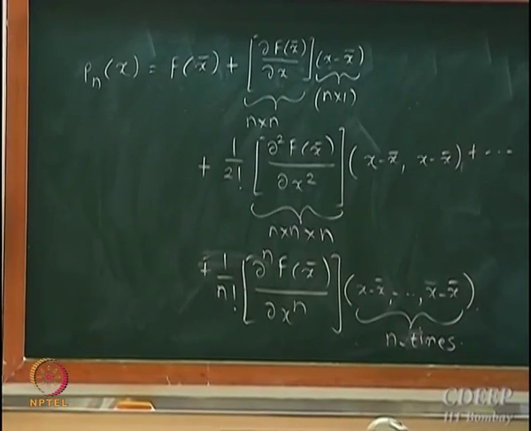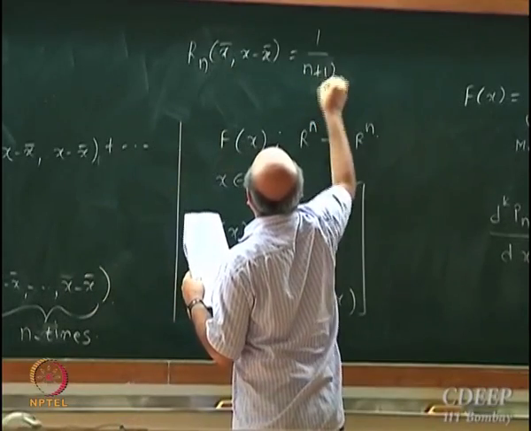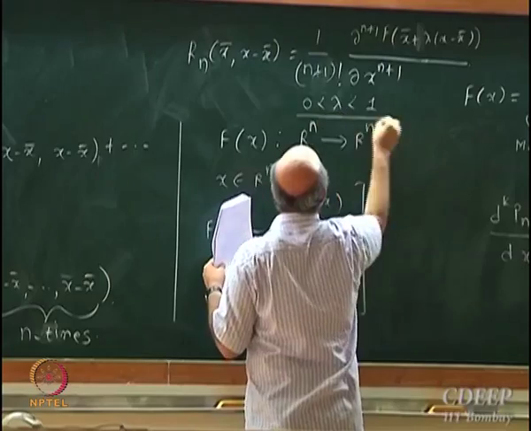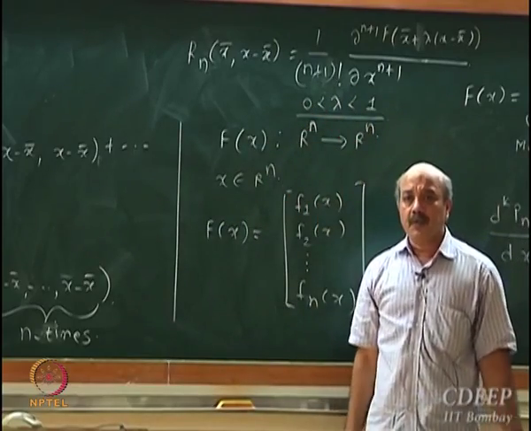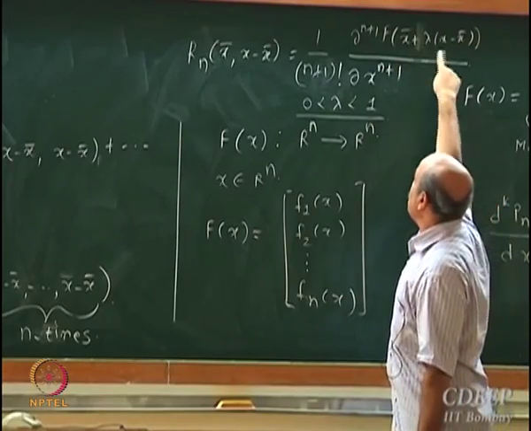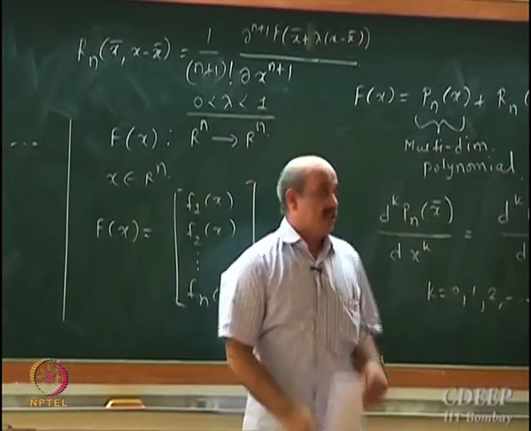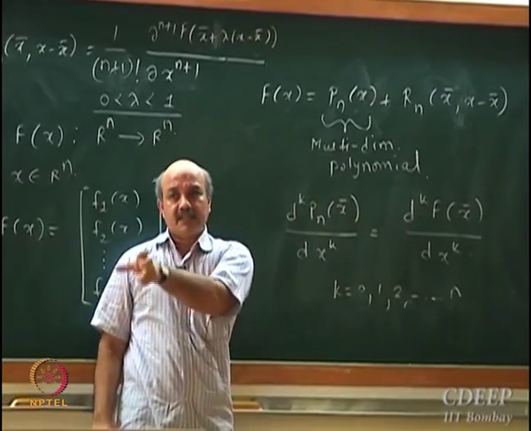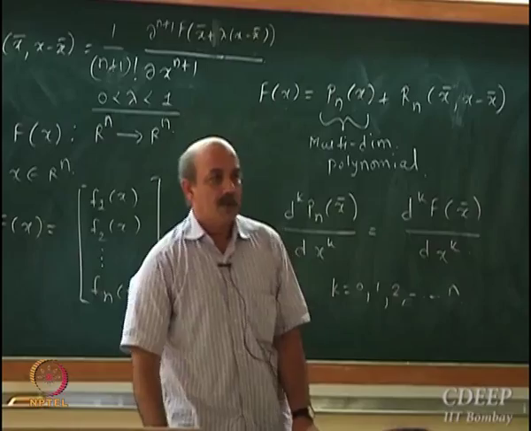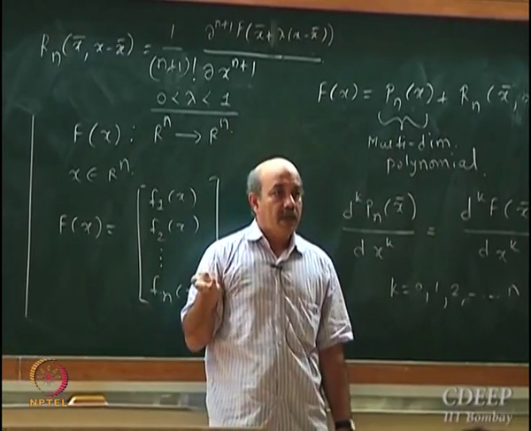The residual term here is, I'll just write it down here. The residual here is 1 upon n plus 1 factorial, the n plus 1th derivative evaluated at some point x bar plus lambda delta x, where delta x is x minus x bar, and lambda is some value between 0 and 1. So this is the exact expression. If you write the polynomial approximation plus the residual, together they form the exact expression. Okay. So this is for function vectors which are n plus 1 times differentiable.